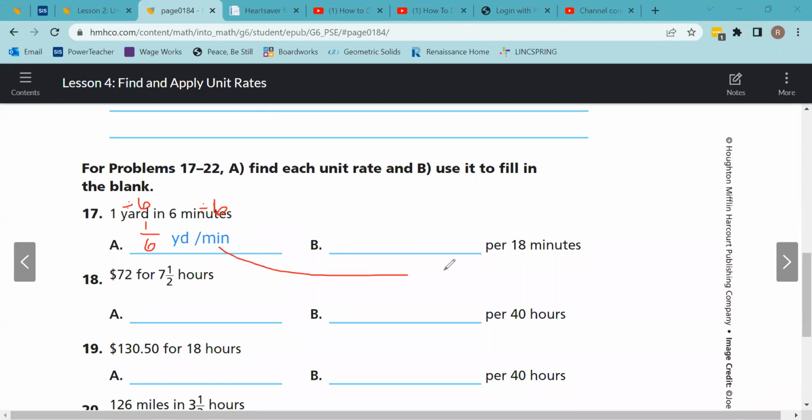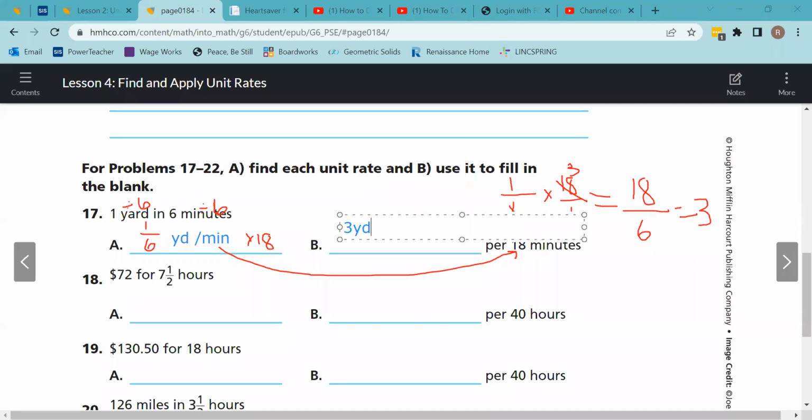Well, you've got 1 minute times 18. To get to 18 minutes, you know how to multiply fractions, right? 1/6 times 18, it is 18 over 1. It's a whole number. You can multiply straight across and you would end up with 18 over 6, or you can cross cancel, divide by 6, that's 1, divide by 6, that's 3. Either way, you end up with 3 over 1 or 3, because 18 divided by 6 is 3. So here we're going to put 3 yards for 18 minutes.